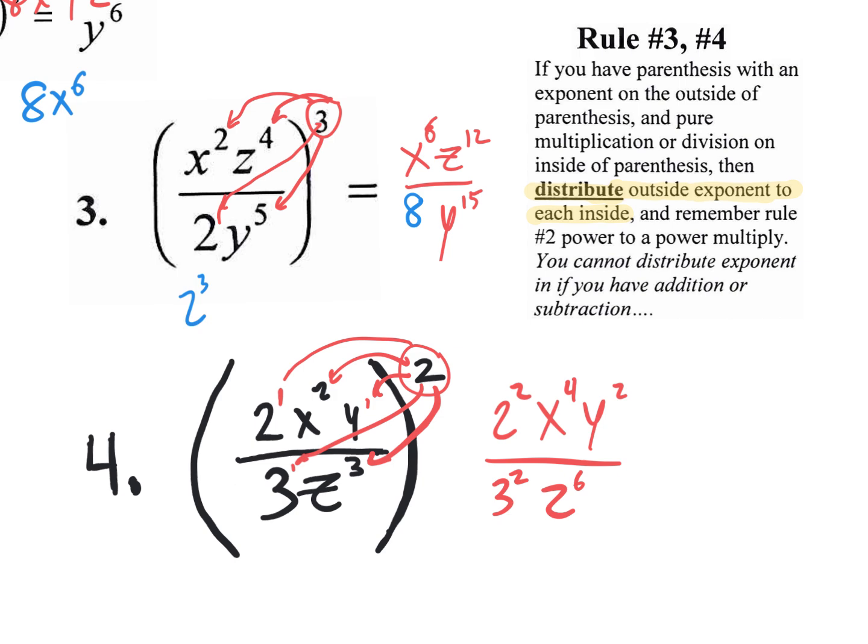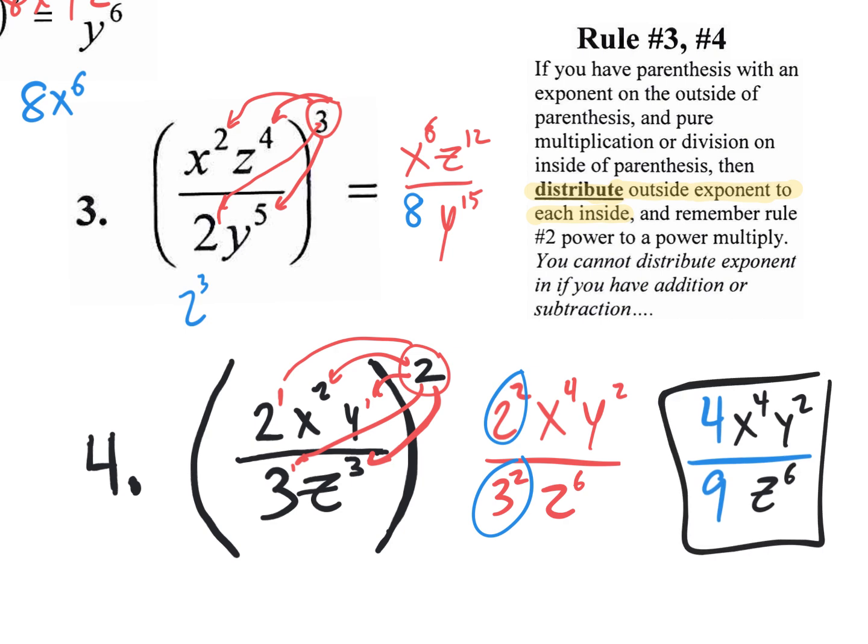So what else could we do? We could simplify the 2 squared, that'll be 4. Just simplify the 3 squared, that'll be a 9. Final answer will be 4x to the 4th, y to the 2nd, over 9z to the 6th.